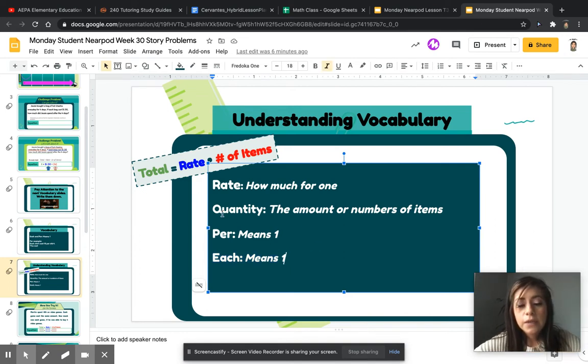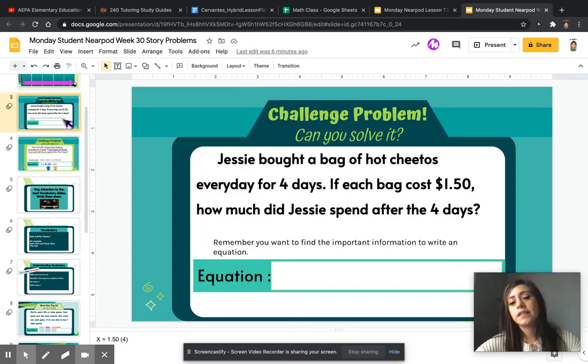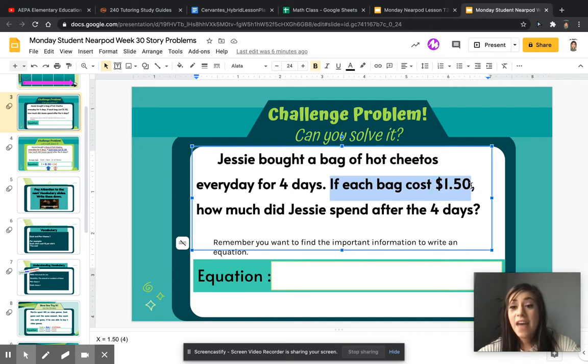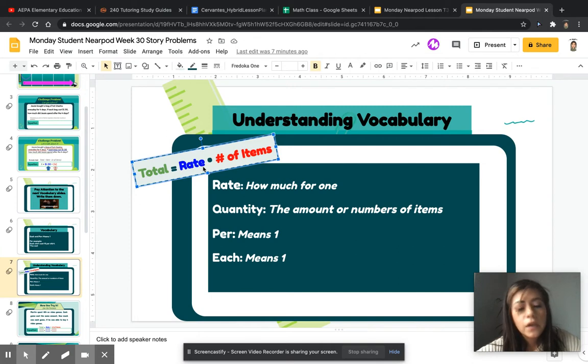So our rate would be every single time we see the price of something. For example, if each bag costs $1.50, that is your rate in this math sentence. Each bag is $1.50. Cada bolsa cuesta $1.50. So that is the rate here. Now we need to find the other part, which is the number of items, because we just did the rate.